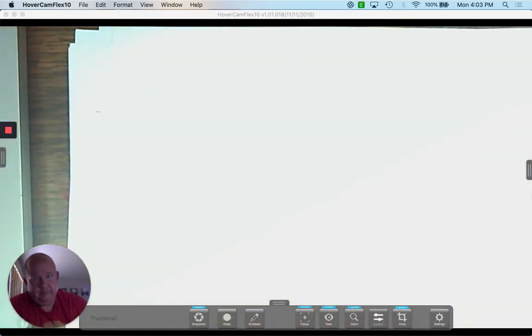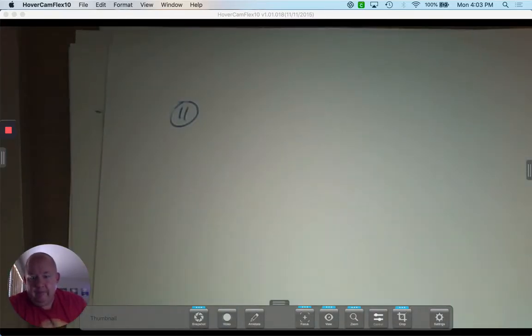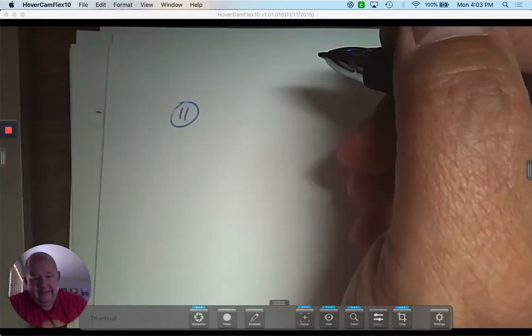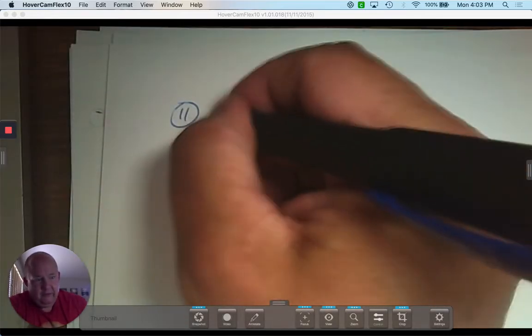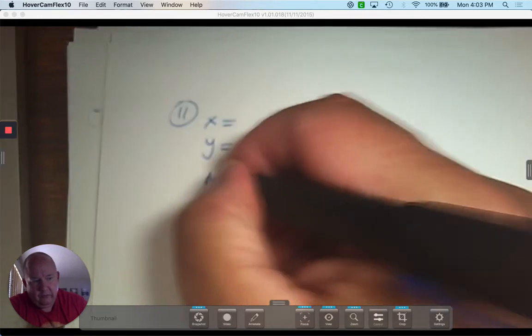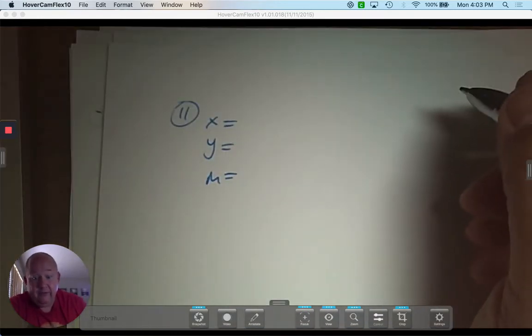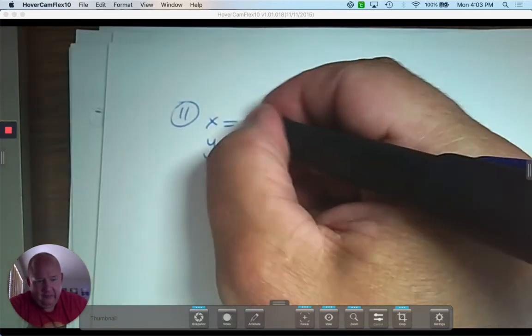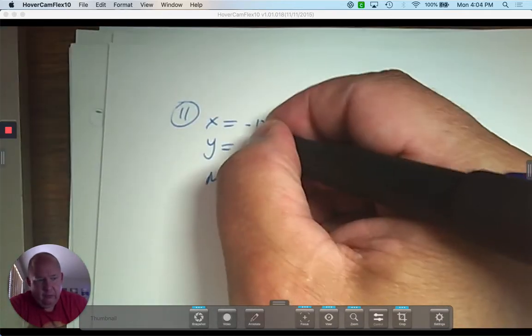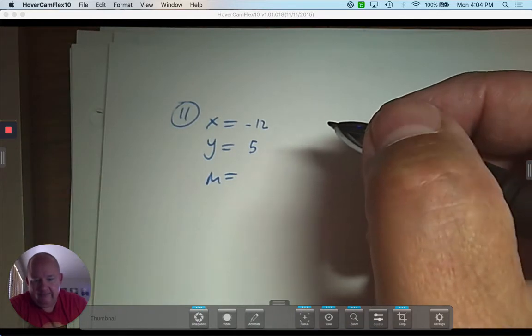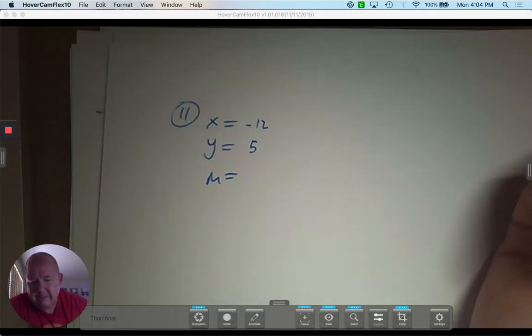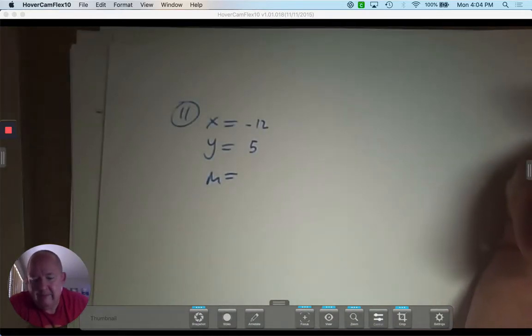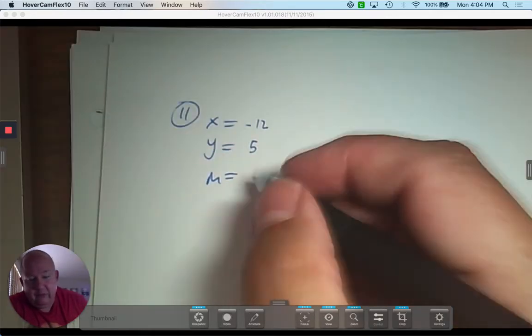All right. Number 11. Find an equation of a line tangent. Well, whenever I hear that word, I think x, y, slope. Those are the three things I need for a tangent line. In this situation, it tells you the x is negative 12. The y coordinate is 5. Oh, and the slope, I don't know.